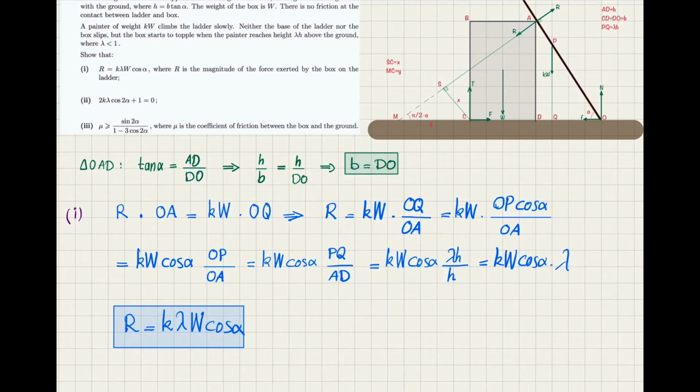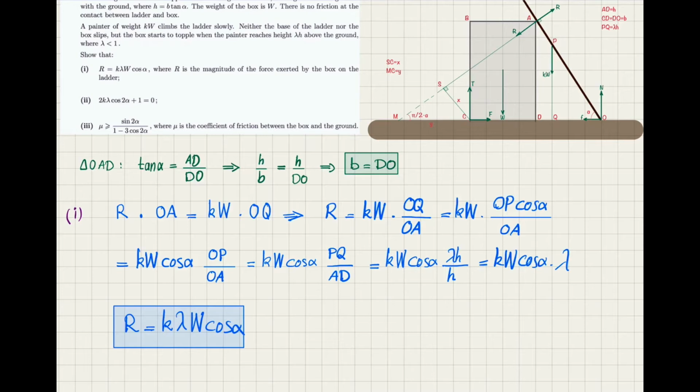And of course, this was the force exerted by the box on the ladder. According to Newton's third law, there would be a reaction force with the same magnitude pointing in the opposite direction. And as I told you before, these letters that I put on these vectors represent their magnitude. So if I have chosen letter R for this magnitude, I have to choose the same letter R for the magnitude of the reaction force.